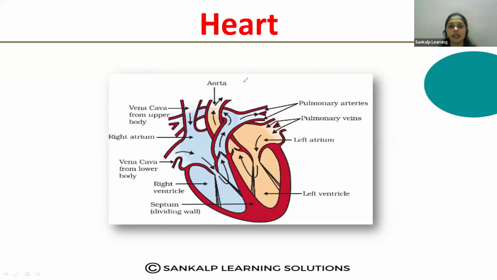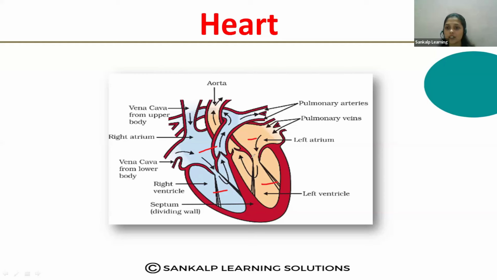Okay, so let us see the structure of the heart. You know that in humans and birds, there are four chambers in the heart. So what are the four chambers? So these are the upper chambers and this is the lower chamber.